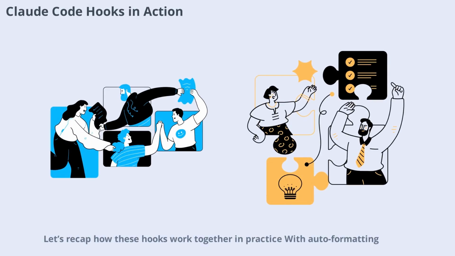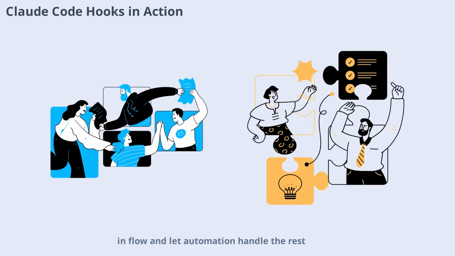Let's recap how these hooks work together in practice. With auto-formatting, linting, context injection, auto-approvals, and automated testing, your workflow becomes smoother and more reliable. You spend less time on repetitive tasks and more time solving real problems. The result is a more enjoyable, productive coding experience, one where you can stay in flow and let automation handle the rest.